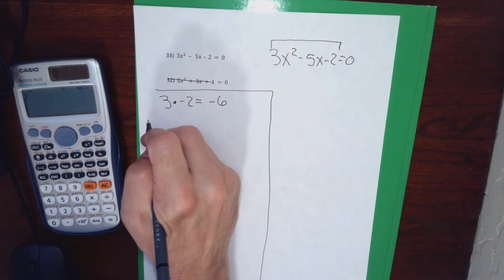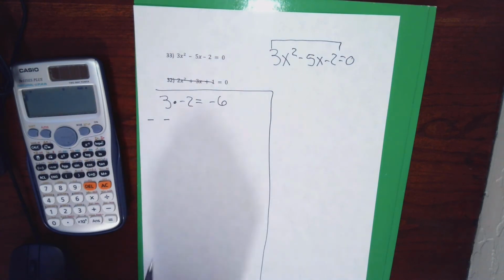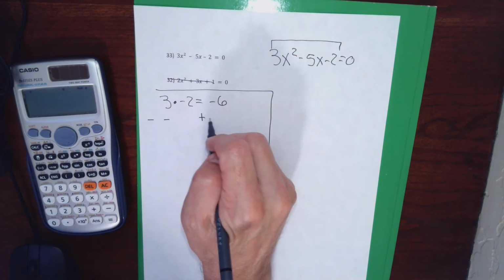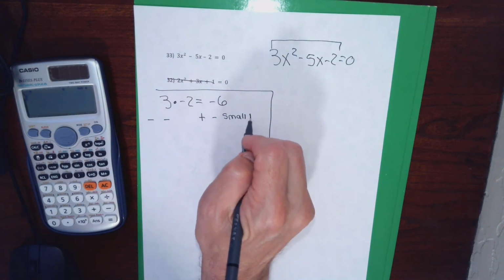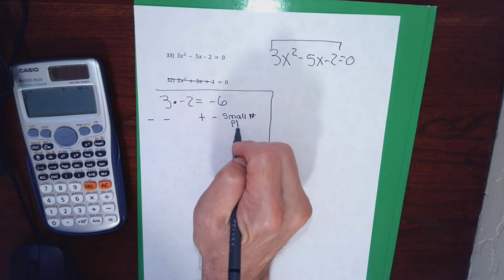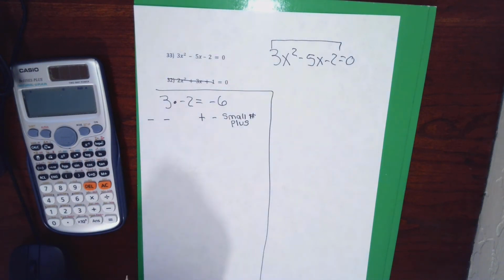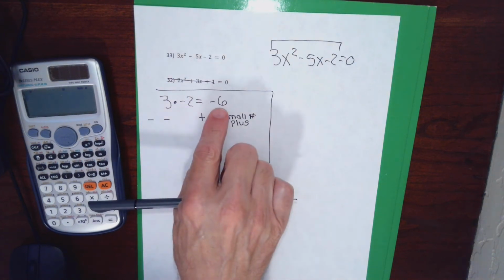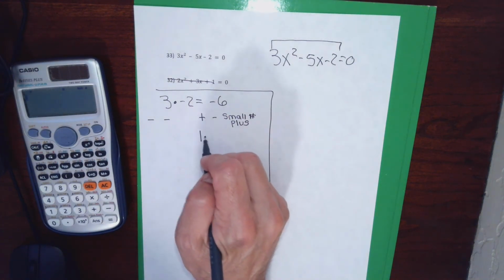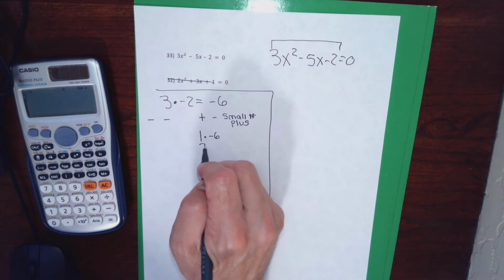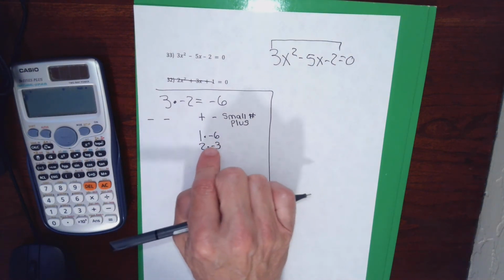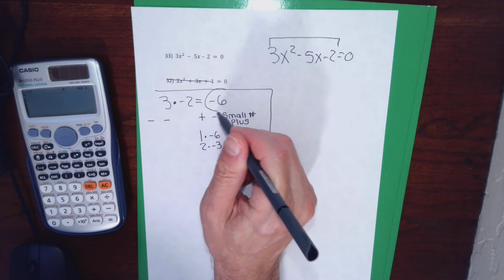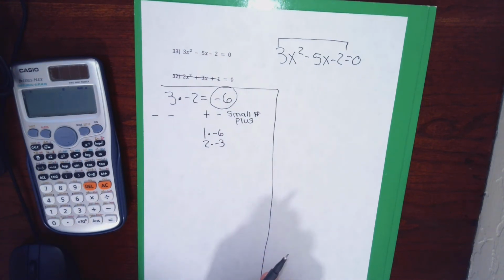Peek at my template. My template says if the original problem has a minus and minus, that I need a plus and a minus, and the small number gets the plus. So the numbers that I need to think about, the numbers that multiply to negative 6, small number plus, big number minus, are 1 and negative 6 and 2 and negative 3. That's what my template allows me to know. It helps me figure out the numbers that multiply to the number that we need to multiply to.